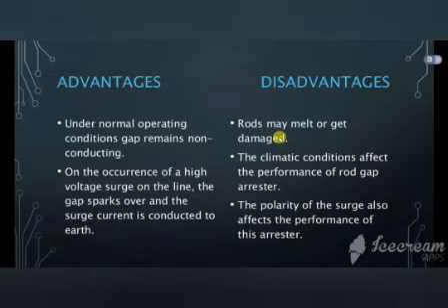The advantages of rod gap arrestors are, under normal operating conditions, gap remains non-conducting. On the occurrence of a high voltage surge on the line, the gap sparks over and the surge current is conducted to the earth. The disadvantages of the rod gap arrestor are rods may melt or get damaged. The climatic conditions affect the performance of rod gap arrestor. The polarity of the surge also affects the performance of this arrestor.